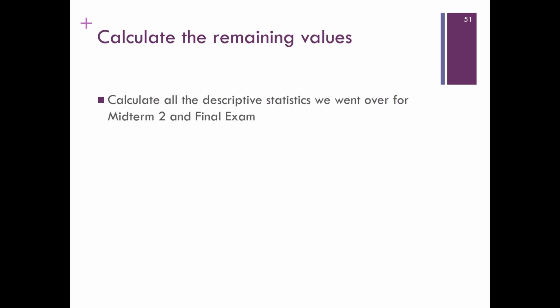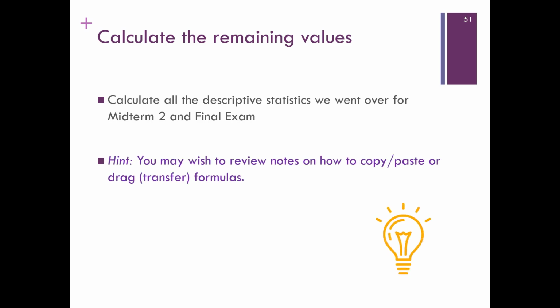So now go ahead and calculate all the descriptive statistics that we just went over for midterm 2 and final exam. And you will have a complete table of those descriptive statistics in your Excel spreadsheet. Now here's a hint though. You may wish to review your notes on how to copy and paste or drag and thereby transfer formulas. So we've gone over this before. You may wish to review those instead of filling out each cell one by one. So go ahead and pause this video now to finish that work.